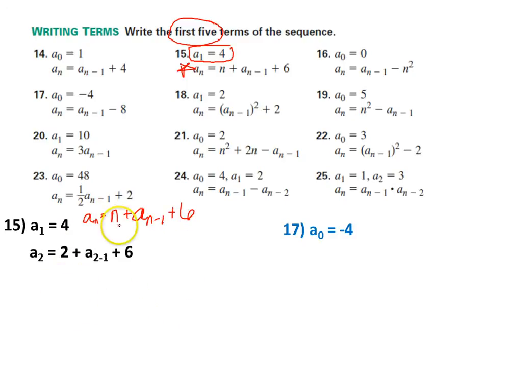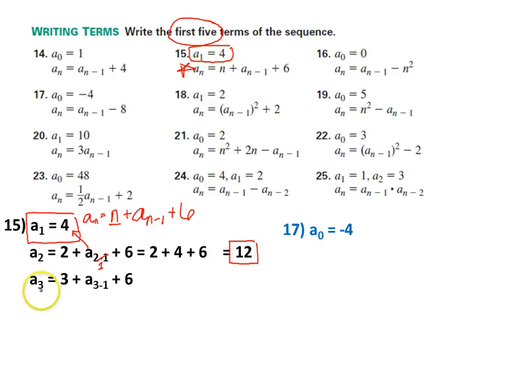So a sub 2, we're plugging in 2, is going to be 2 plus a sub 2 minus 1 plus 6. Plug it in. Okay, and then you can save yourself some room. What is 2 minus 1? This is a sub 1. And we already have our answer for a sub 1. A sub 1 is 4. So what are we going to write? 2 plus a sub 1 is 4 plus 6. And 2 plus 4 plus 6 is 12.